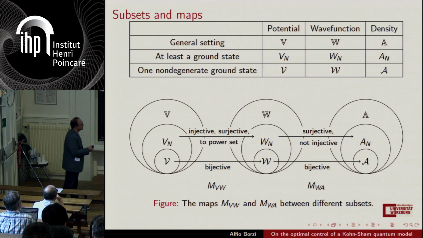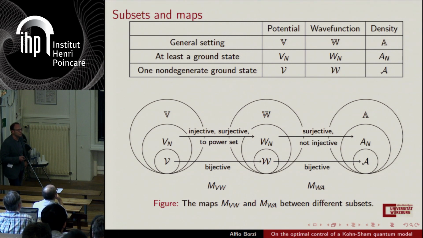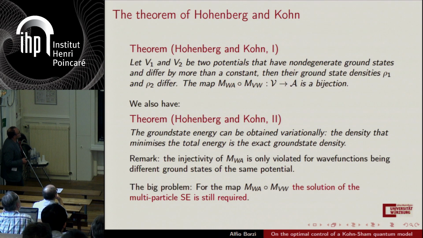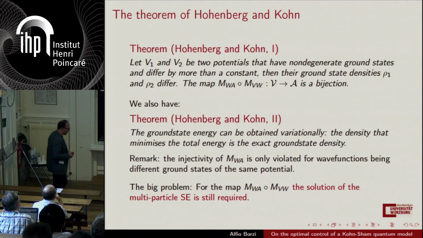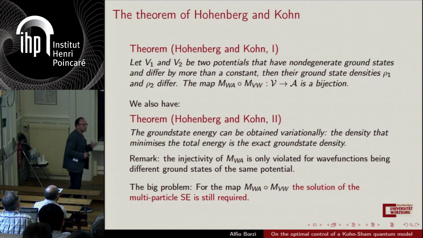Okay? So this is what these two maps I'm discussing are about. This is essential to define the density functional theory. And, in fact, it was Hohenberg and Kohn, as I said, in 1964, who actually showed that this is a bijection, at least if you are working with potentials that you assume have a non-degenerate ground state.